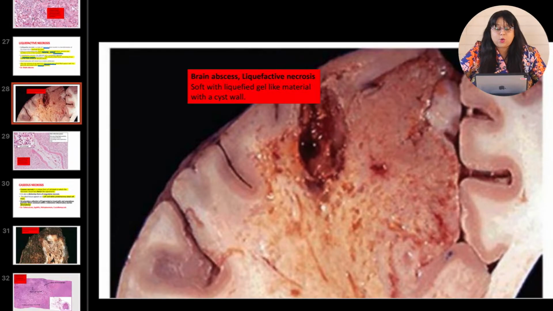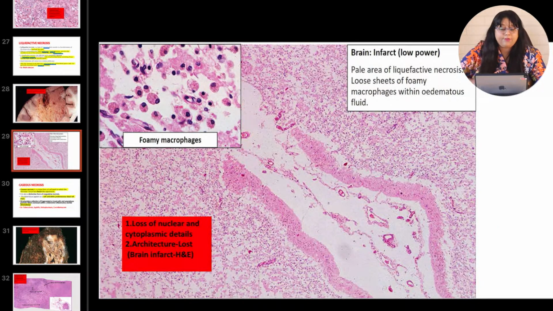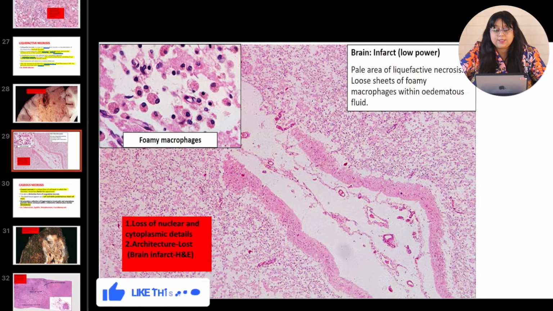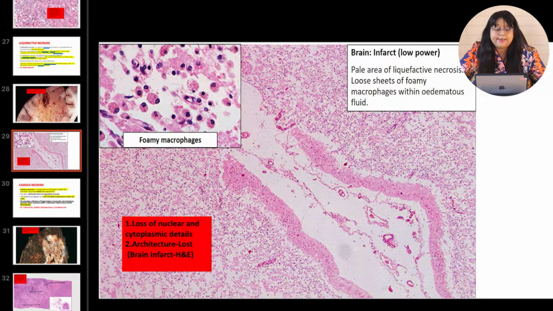This is the gross picture of brain, and you can see here I have shown liquefactive necrosis, which is characterized by liquefied gel-like material within a cyst wall. And now coming to the micrograph of brain. Here you can see the H&E picture of brain infarct, where you can notice pale areas of liquefactive necrosis with loose sheets of foamy macrophages and edematous fluid. So note here there is loss of nuclear and cytoplasmic details, and the architecture is also lost. So always remember, in liquefactive necrosis there will be loss of architecture as well as nuclear and cytoplasmic details.